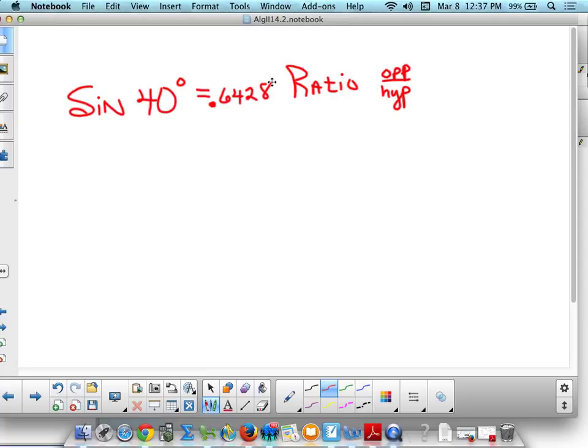When you punch in sine, you always punch in sine of an angle, and then the calculator does this. Sine of 40. It knows 40 degrees is here, and then it says opposite of 40 over the hypotenuse, and it comes up with this number, 0.6428. And really, it's just a ratio. That's all it is. 0.6428 is over 1, by the way. So what it really means is this.